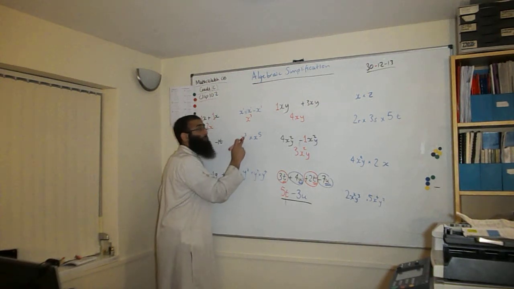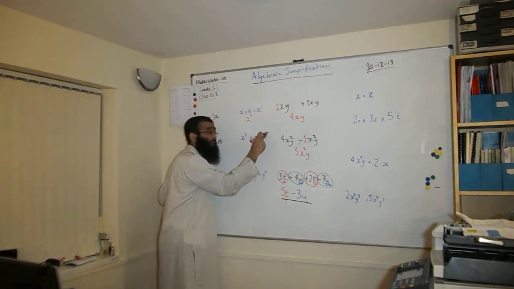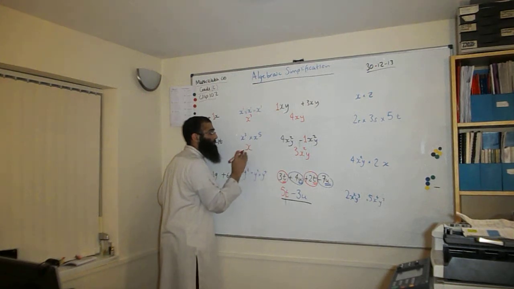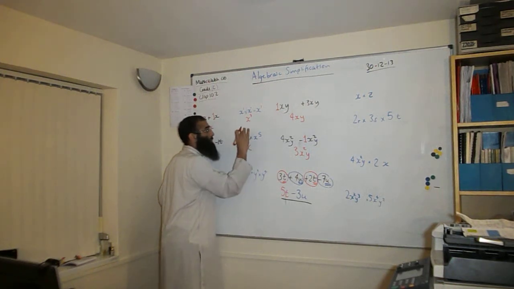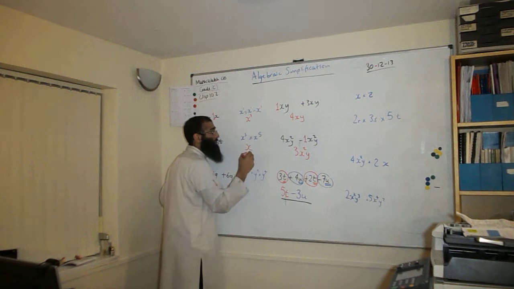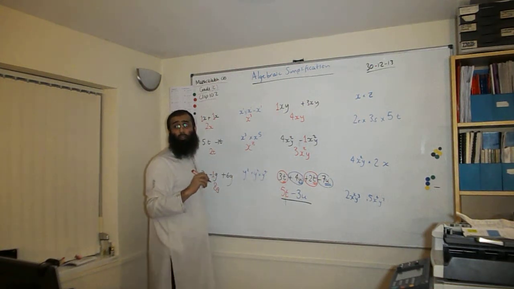Okay, here's the next question. We have x to the power of 3 times by x to the power of 5. So what do we do? We're still talking about x's. So we have the 3 and we add it to the 5. So 3 add 5 will give us 8. So that's x to the power of 8.